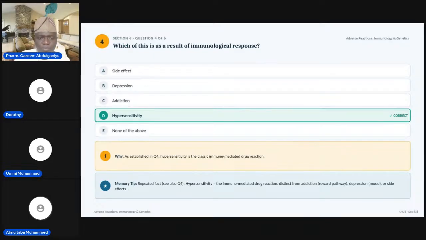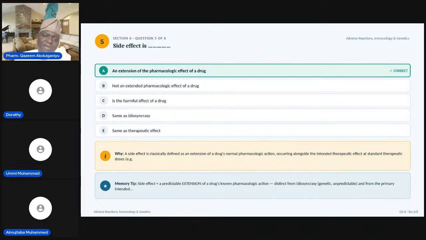Which of these is a result of immunological response? That question is coming back again: hypersensitivity. So side effect is, you can imagine, an extension of the pharmacological effect of a drug, something I just defined earlier for you.